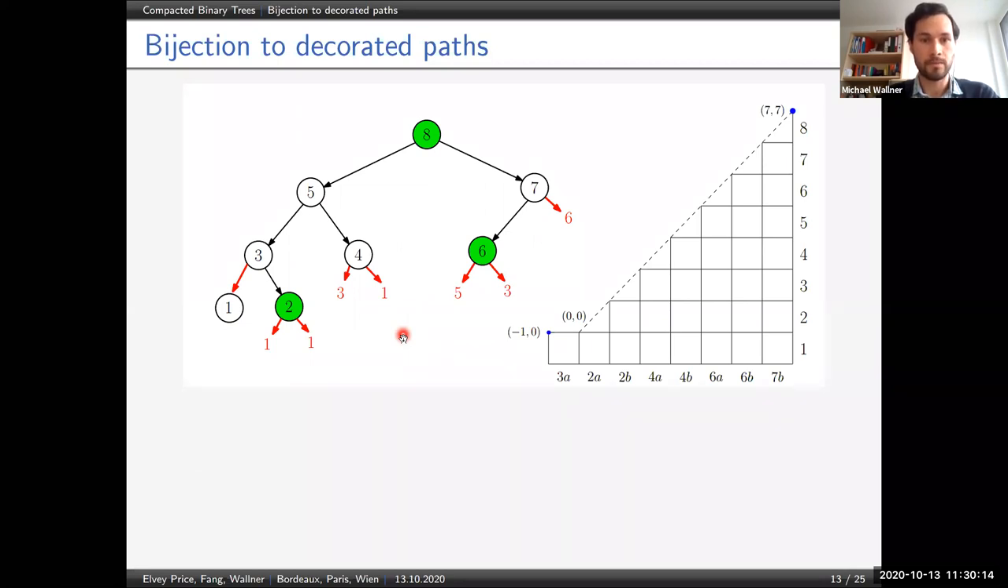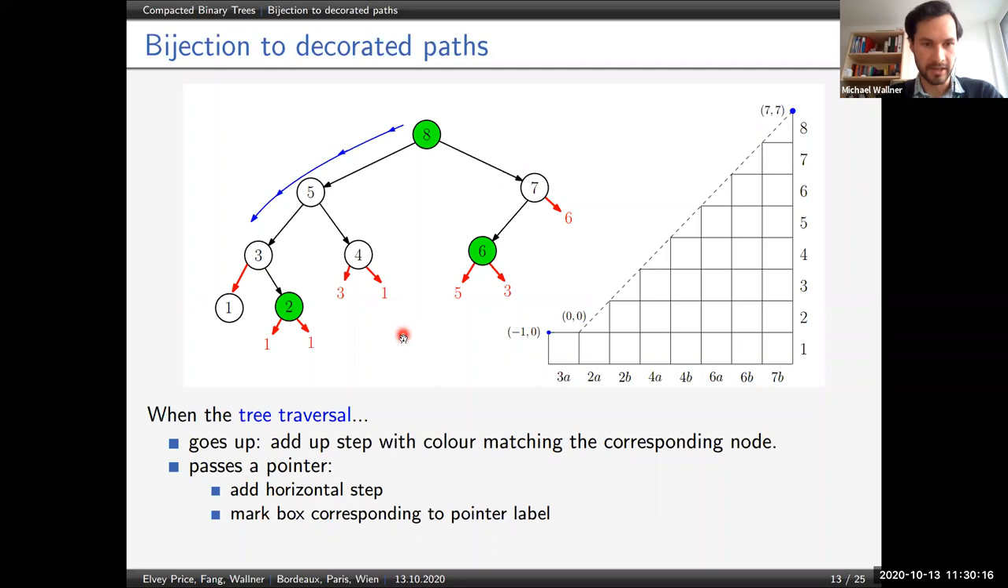So basically what we do, we traverse the tree, of course, again. We go along the contour of the tree. And we start here at -1, 0 for technical reasons. And then every time we go through a red pointer, we go to the right and we make an X into a box which is below. Here we see numbers 1, 2, 3, 4, 5, 6. And these numbers correspond to the pointers, the nodes they are pointing to. So we make a cross here and we go to the right.